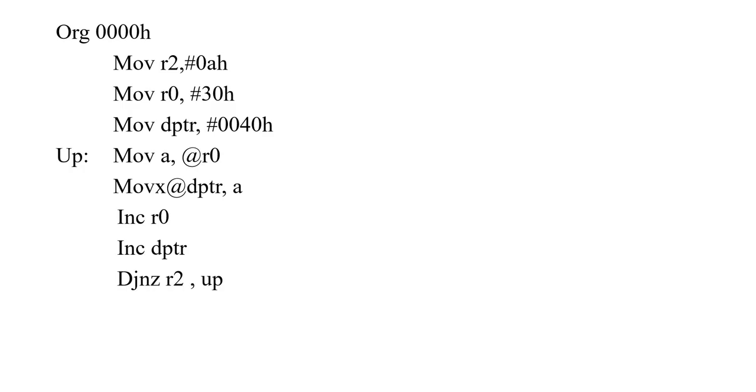After that, DPTR is incremented to point to the next address in the external RAM, and R2, that is the loop counter, is decremented. If it is not 0, the program jumps back to the loop. Then after that, what do we have to do? We have to stop the program. So this instruction creates an infinite loop, halting the program after the data transfer is complete.